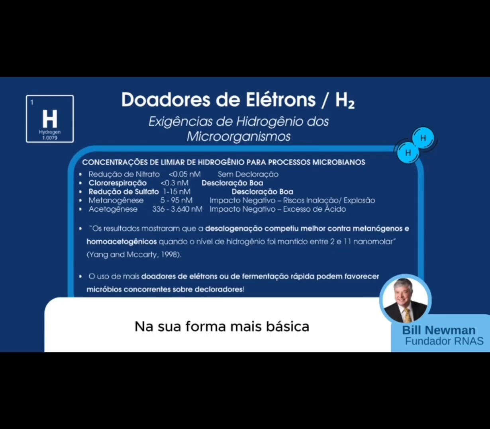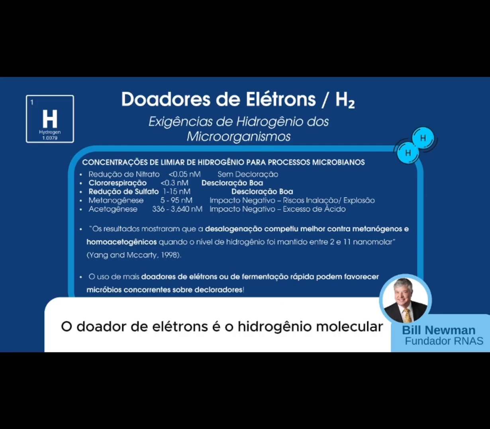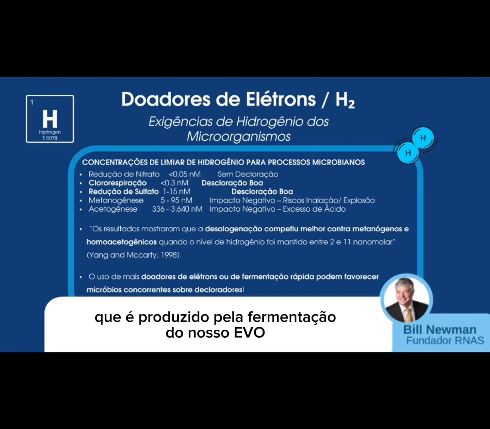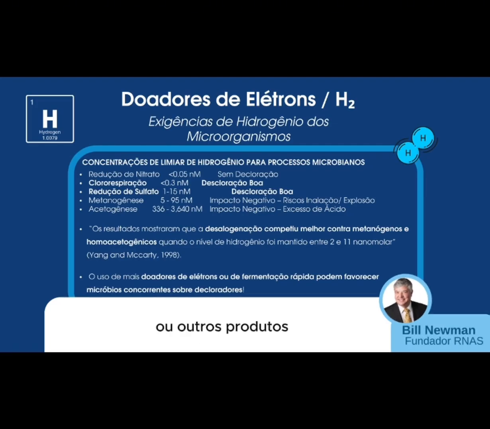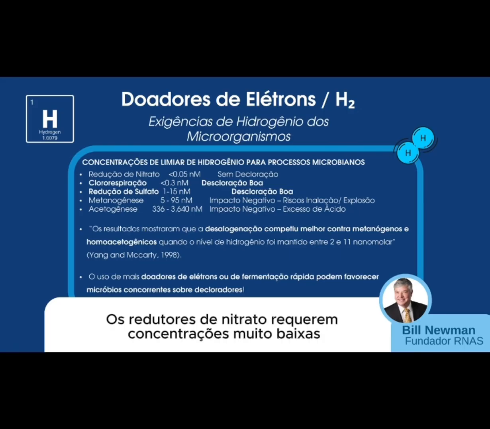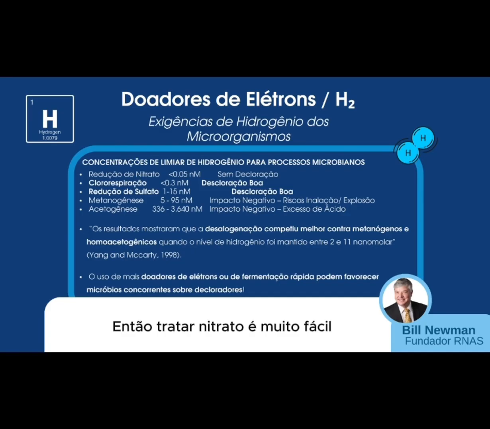So our most basic form of electron donor is molecular hydrogen, which is produced by the fermentation of our EVO and other products. Different types of microbes require different concentrations of hydrogen. This is some work done by Frank Loeffler back in 1999, looking at the absolute minimum concentration of hydrogen to sustain these microbial communities.